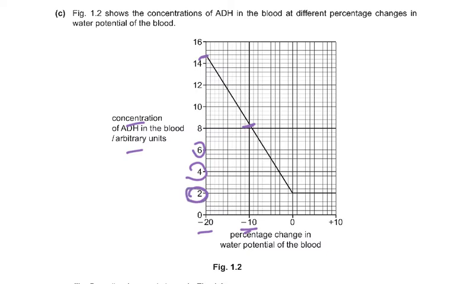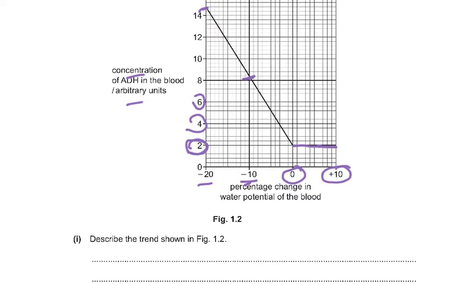And then the ADH sort of remains the same. At 0 it remains at 2, and then it becomes sort of constant. So always read this graph just like I'm reading this graph to myself. Read this graph to yourself and then go on to the next question.